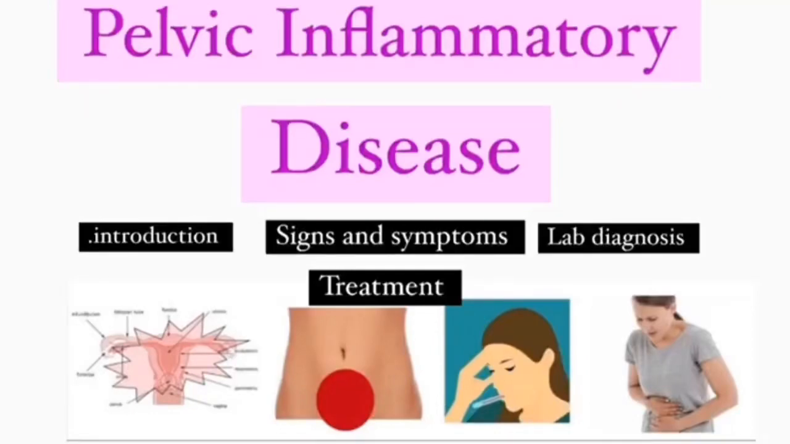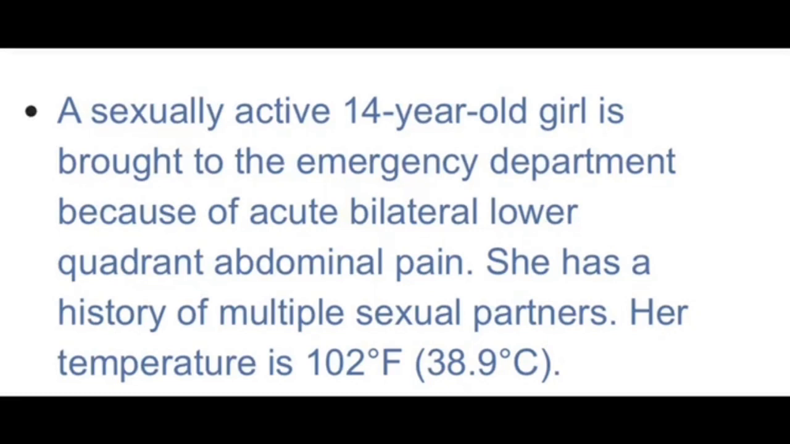Pelvic inflammatory disease, or PID, from the gynecology section. A sexually active 14-year-old girl is brought to the emergency department because of acute bilateral lower quadrant abdominal pain. She has a history of multiple sexual partners. Her temperature is 102 degrees Fahrenheit or 38.9 degrees Celsius.